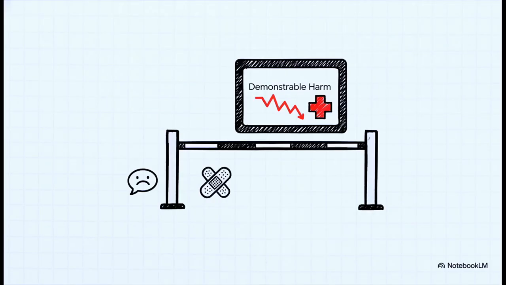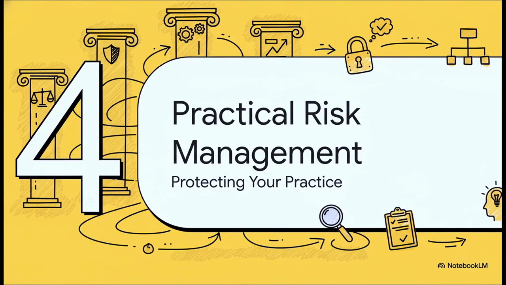And this is another key point. The bar for what counts as damage is pretty high. Just being dissatisfied or having some minor discomfort that goes away, that's not going to cut it for a negligence claim. The harm has to be significant, and it has to be demonstrable. Okay, so we've gone through the legal theory.